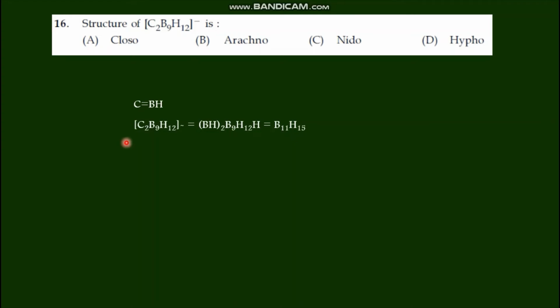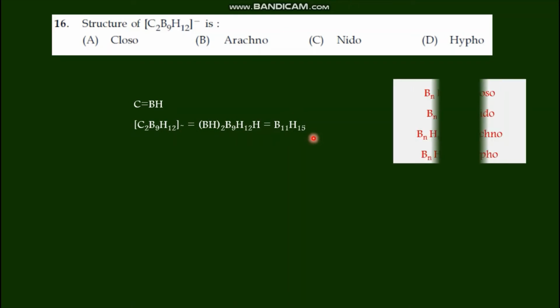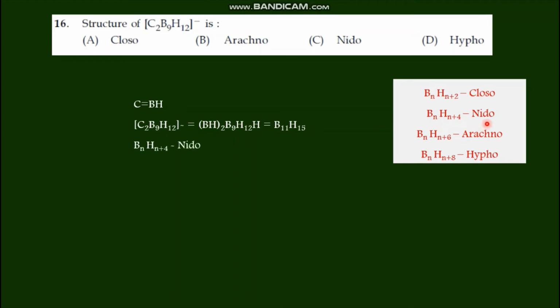So you can replace this carbon as BH and minus as H, then we will get B11H15. When it is BnHn+2, it's closo. BnHn+4, it is nido. BnHn+6, it is arachno. And BnHn+8, it is hypo. Here you can see 11 and 15, it is representing BnHn+4. So the answer is nido.